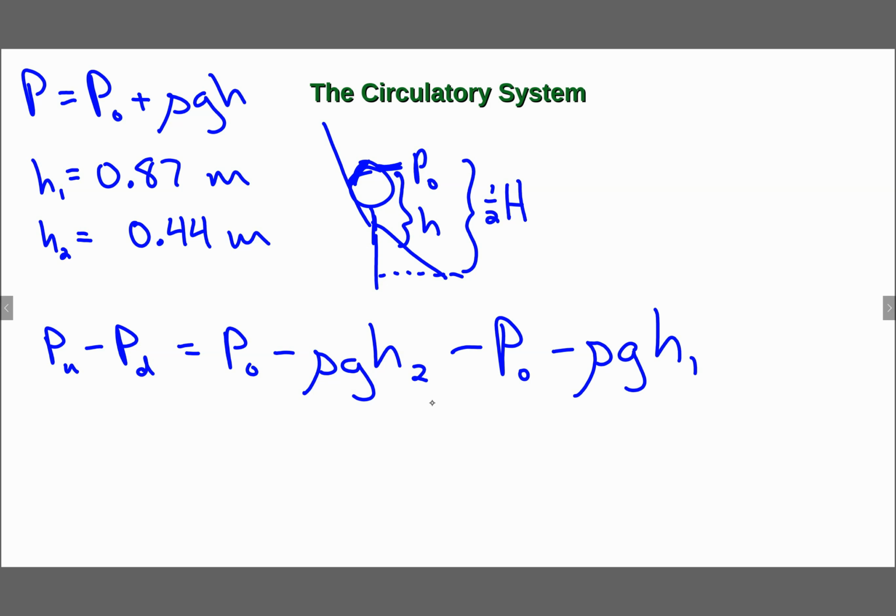And so then what I end up with, the P naughts cancel, right? And I end up with a minus rho G and then H1 plus H2, right? Both terms had a minus in front of them. And it's negative because the pressure is going down. When I put my hand above my head, the pressure goes down, right? So the change in pressure, this P up minus P down, is a delta P, right? The change is going down, so I have a negative value.